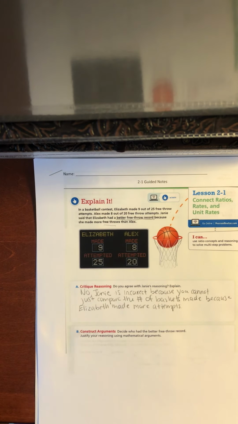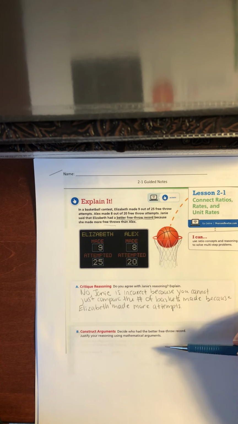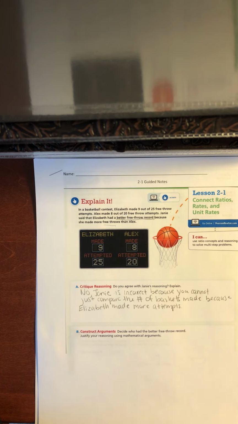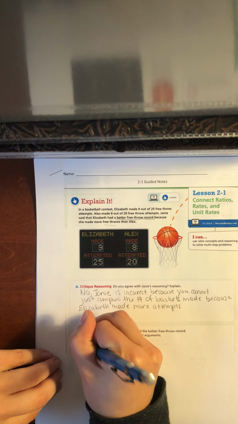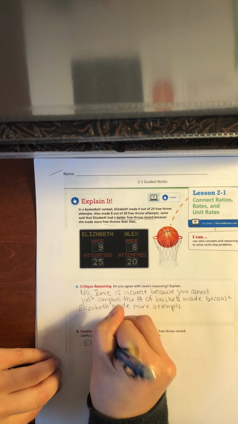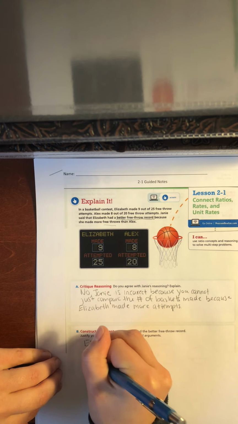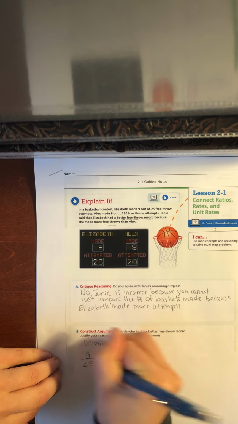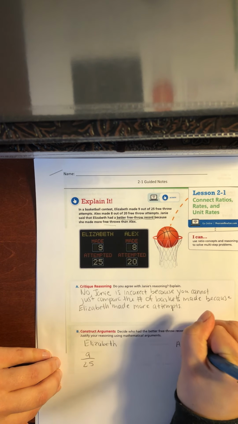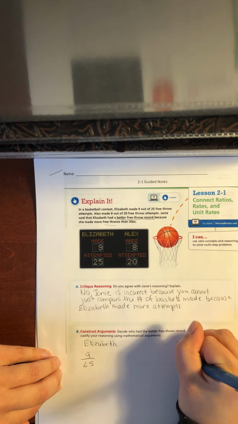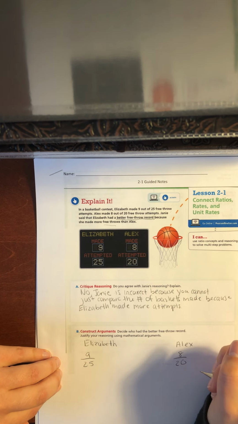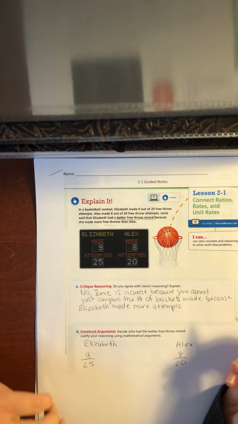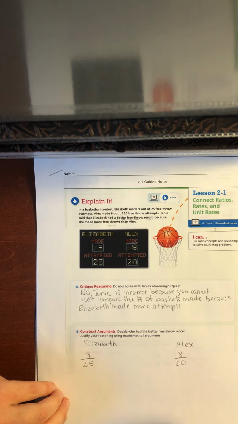Okay. Next question. Decide who had a better free throw record. Justify your reasoning using mathematical arguments. Okay. So what we're going to do for this is we're going to make a common denominator to compare these fractions. So for Elizabeth, she made 9 out of 25 baskets. And then for Alex, she made 8 out of 20 baskets. So what we're going to do is we're going to make a common denominator. I'm thinking with 25 and 20, the easiest common denominator is 100.